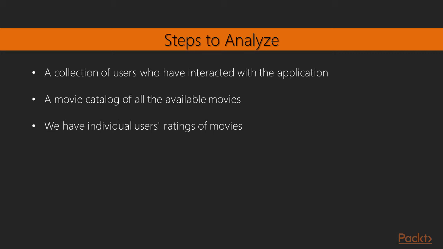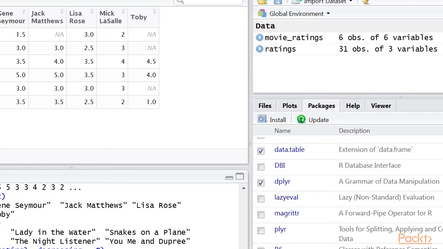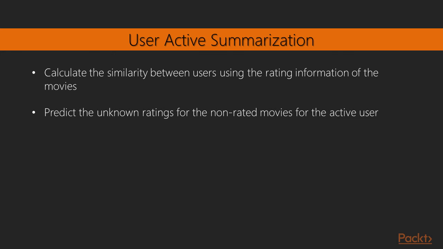A collection of users who have interacted with the application. A movie catalogue of all the available movies. We have individual users' ratings of movies. The first step is to find similar users for an active user and then suggest new movies that this active user has not seen but similar users have seen. This can be summarised in two steps. 1. Calculate the similarity between users using the rating information of the movies. 2. For each active user, consider the movies that are not rated by them but rated by other users. Predict the unknown ratings for the non-rated movies for the active user.